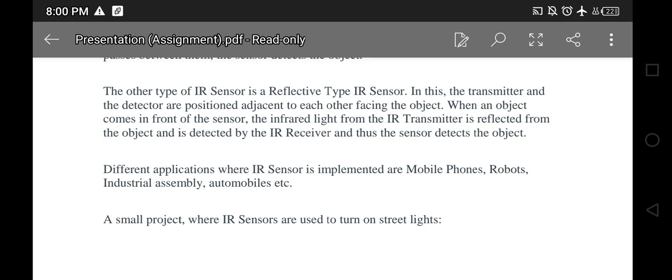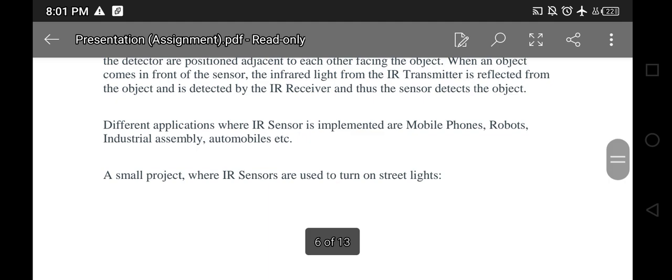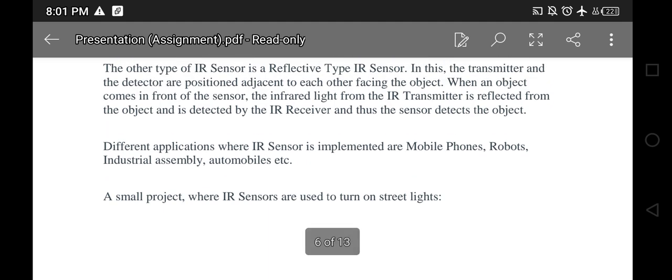Since it's been asked by our professor to give different applications of these sensors as well, the different applications where infrared sensors can be implemented would be mobile phones, robots, industrial assembly, and automobiles, etc. Mobile phones are one of the most common things we use in our daily life. It's almost as essential to our daily life. It's become a part of us, you can say, because we are constantly doing our job, texting people, and doing a lot of stuff using these mobile phones.